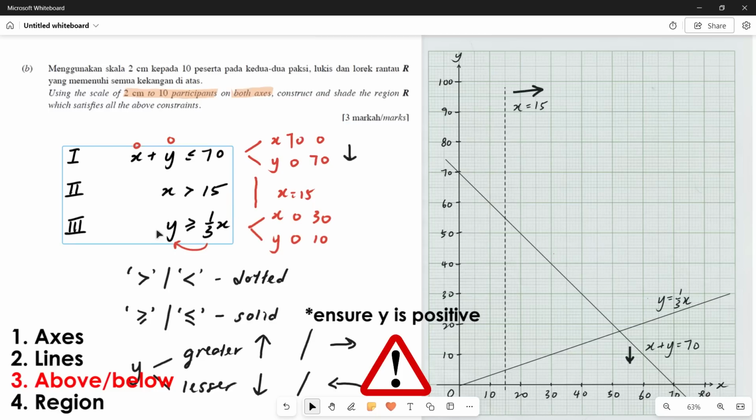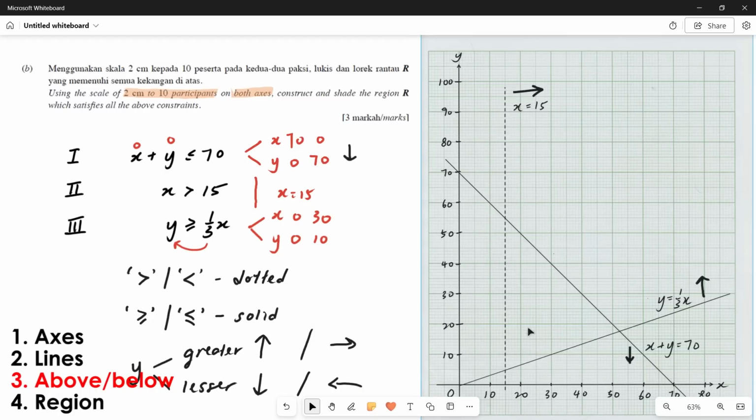And for the third inequality, you can see that y is on the greater side, because y is greater than or equal to 1 over 3 x. So we are going to look at the regions which are above the line. Okay, so this is for the third part. And now going to the fourth part, which is to find our region. Based on the graph here, let's identify all the regions that we can see. These are all the regions that we can identify, and now I'm going to eliminate them according to the arrows that we have drawn just now.